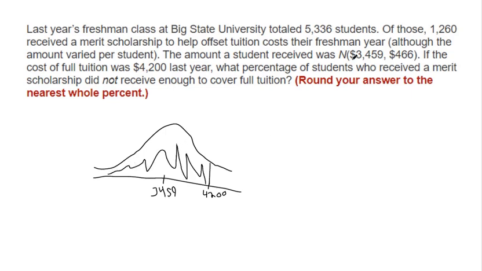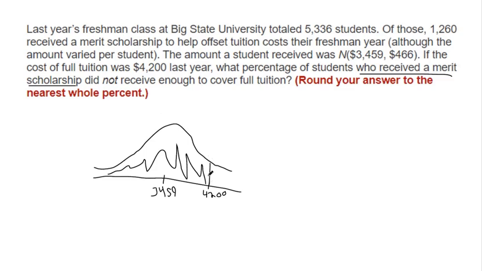So of the students that received a merit scholarship, the mean amount was 3,459. We're asked to calculate the probability that they did not receive enough to cover full tuition. So this information up here, I don't even think we're going to use because this is just numbers about how many received the merit scholarship. This says what percentage of students who received a merit scholarship. So we're not even considering those that did not receive the scholarship. Okay, so that information I think we're not going to use. I don't see any reason why we would actually.